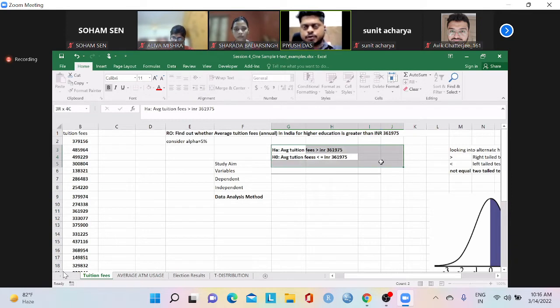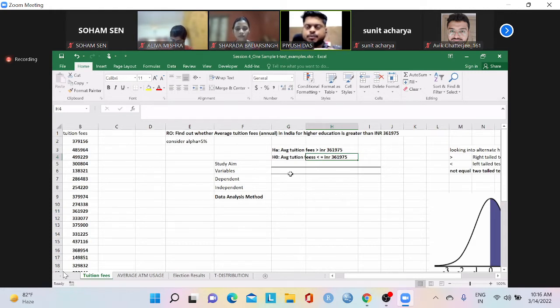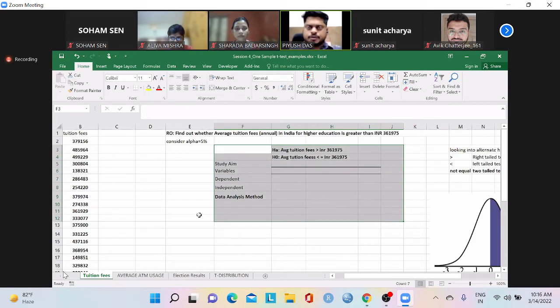You have to write your alternate hypothesis and null hypothesis very clearly. Remember to put the equal sign wherever required in your null hypothesis. If you are missing it, you lose marks. Like I said, you can make mistakes in calculation, do not worry about that, that is normal. But if you make mistakes in these concepts, you are going to lose marks.